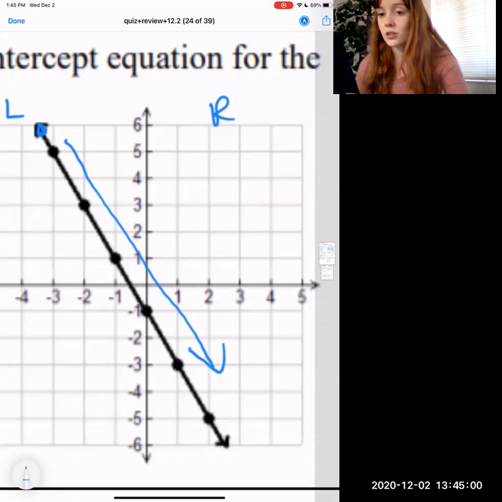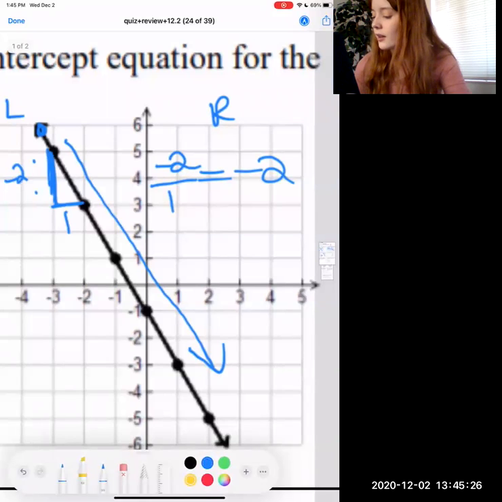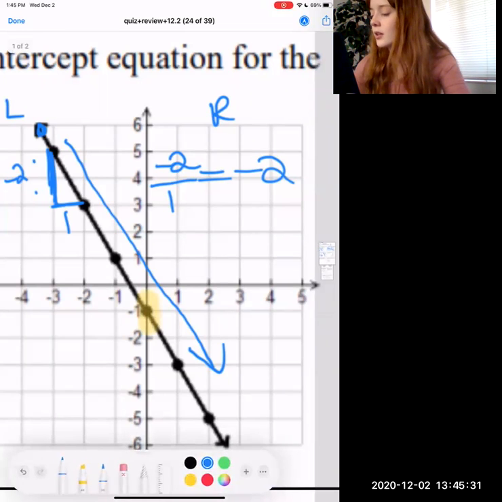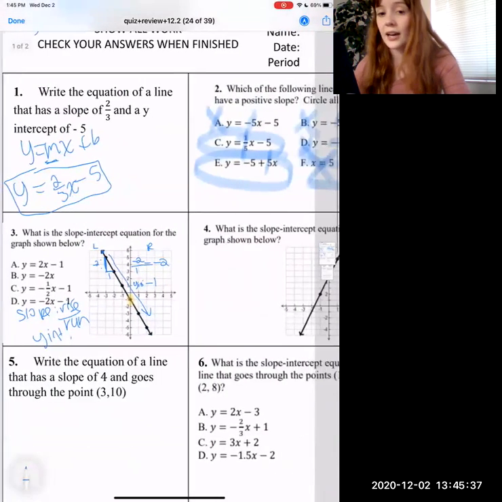To find the numeric slope, we count our rise, how much we go up and down, and put that over how much we go left to right. So in this case, we go down 2, so our rise is -2, and we run 1. So our run is 1. That means our slope is -2. Our y-intercept is the point that our graph crosses the y-axis, which is here at -1. So let's try to find an equation that has a slope of -2 and a y-intercept of -1.